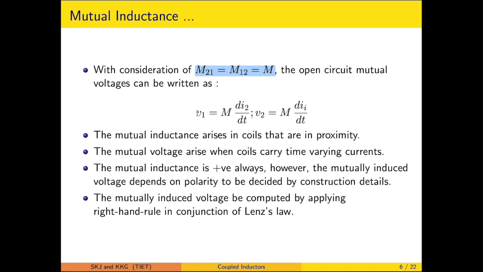So, we can write the induced voltage in the first coil because of the current in the second coil as M di2 upon dt. Similarly, we can write V2 is equal to M di1 upon dt. Now, as mentioned previously, the coupling arises when the coils are in close proximity. This is the case when a time dependent current is there.